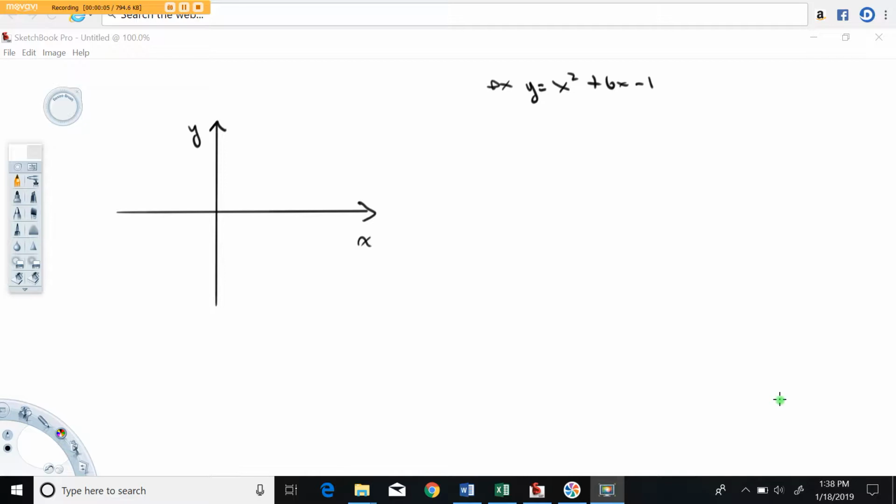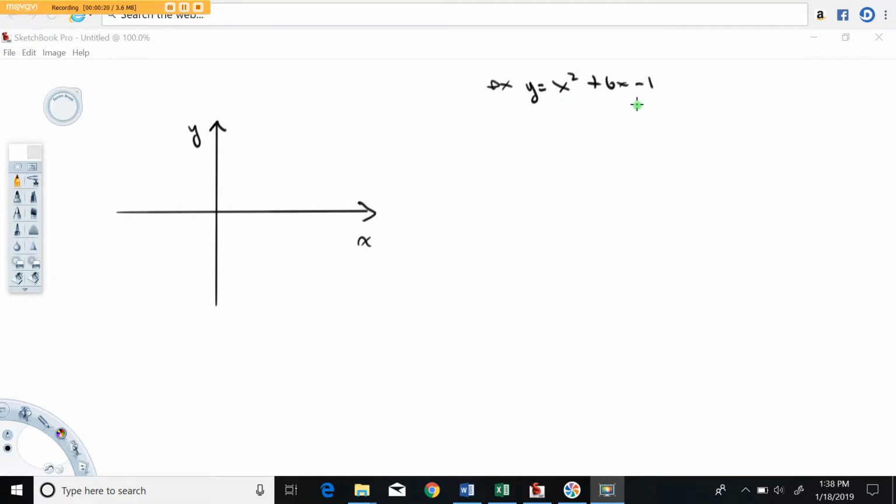The purpose of this video here is to demonstrate how to use the standard form of a parabola to graph it, or just sketch a graph. What we're going to do here is try to sketch a graph of the parabola described by this equation here, y equals x squared plus 6x minus 1.